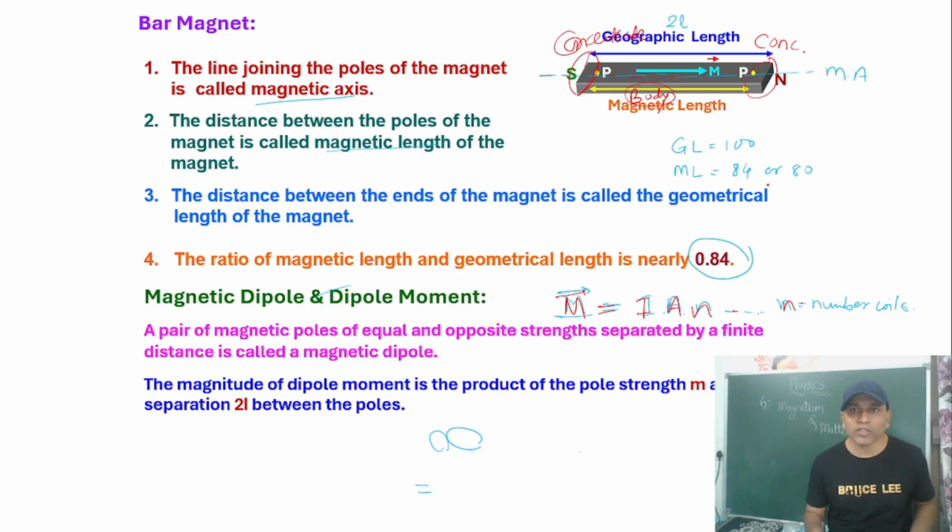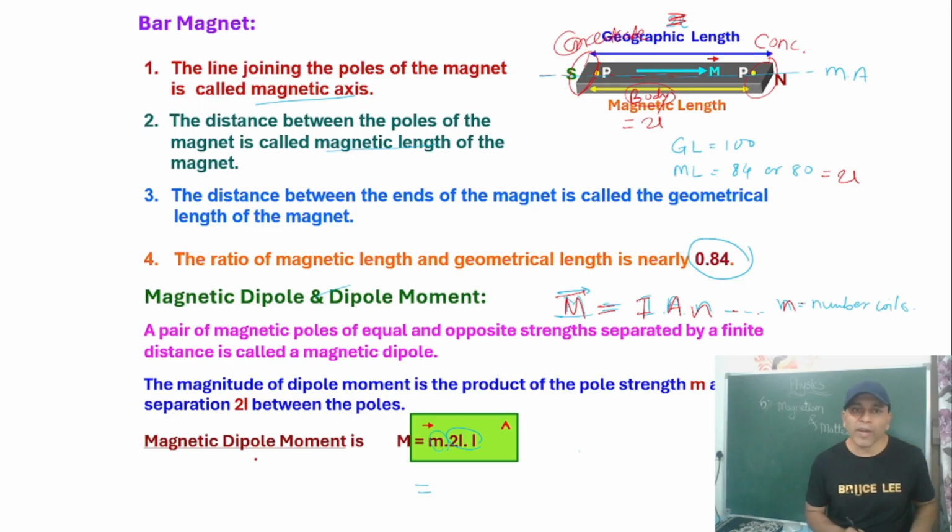The strength of this pole, the south pole, is M, and the separation between the poles is 2L, meaning the magnetic length is 2L. This is not the geometric length, it is the magnetic length 2L, and the separation between the poles is 2L.